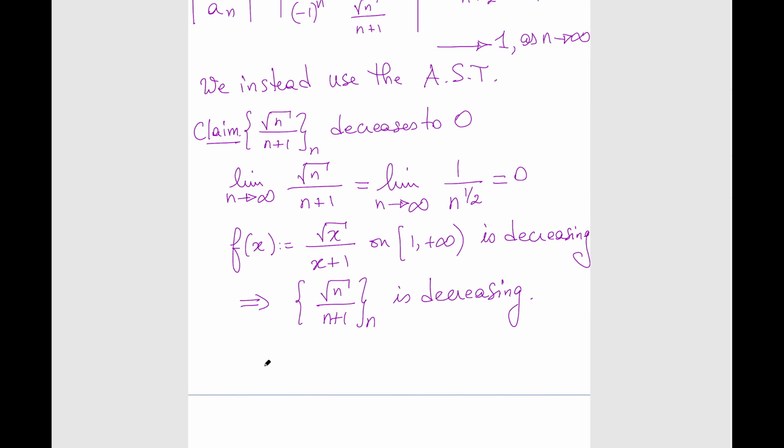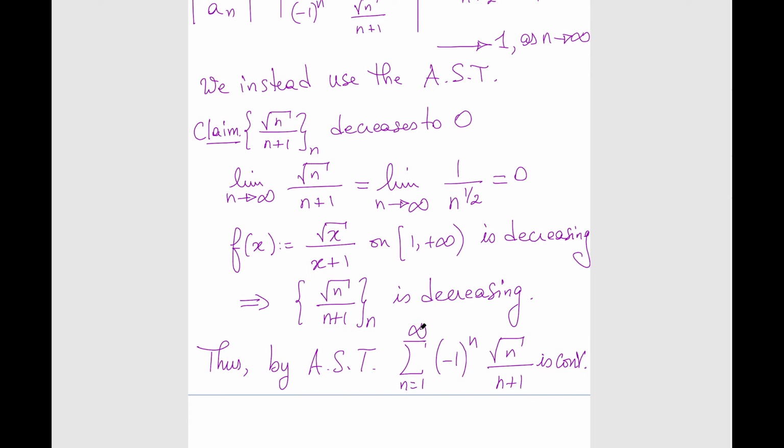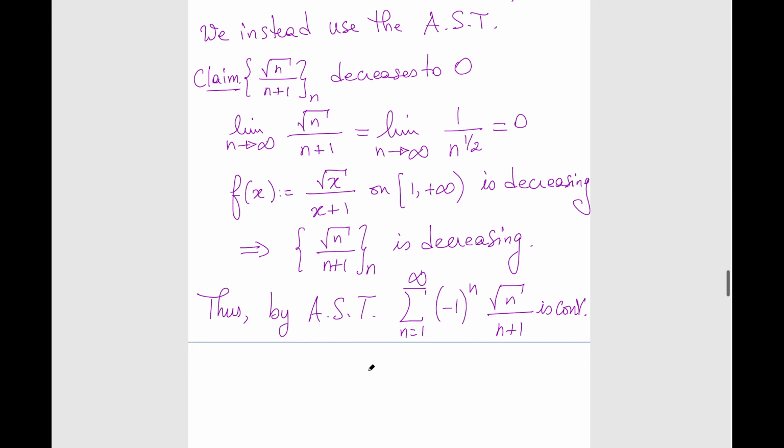So by the AST, and what's AST? It's the alternating series test. The series is going to be divergent, right? It's convergent, sorry. It's convergent. Agree with that? All right.